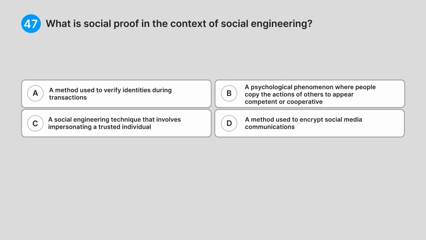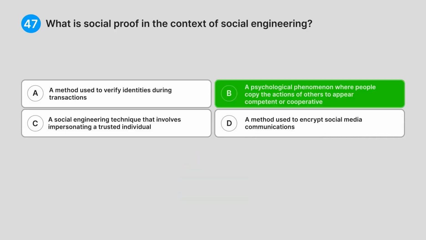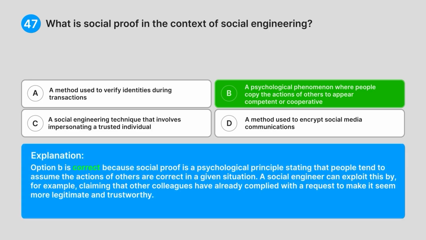Correct answer, B. A psychological phenomenon where people copy the actions of others to appear competent or cooperative. Explanation. Option B is correct because social proof is a psychological principle stating that people tend to assume the actions of others are correct in a given situation. A social engineer can exploit this by, for example, claiming that other colleagues have already complied with a request to make it seem more legitimate and trustworthy.